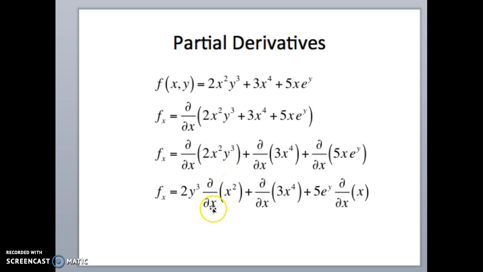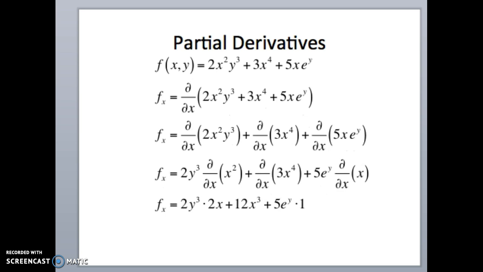So the partial with respect to x of x squared is the same as the derivative with respect to x of x squared, which is 2x. For this piece, partial with respect to x of 3x to the fourth, same as the derivative with respect to x of 3x to the fourth, which will be 12x cubed. Partial with respect to x of x, same as the derivative with respect to x of x, which is just 1. So we'll see how that works. Derivative with respect to x of x squared is 2x here. 3x to the fourth will give me 12x cubed here. Derivative with respect to x of x is 1.